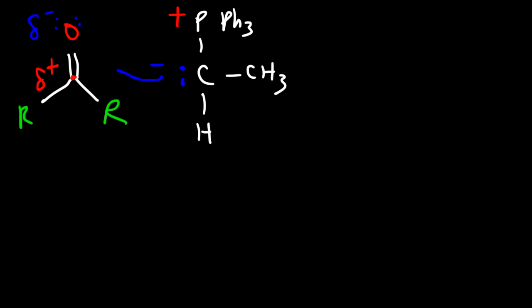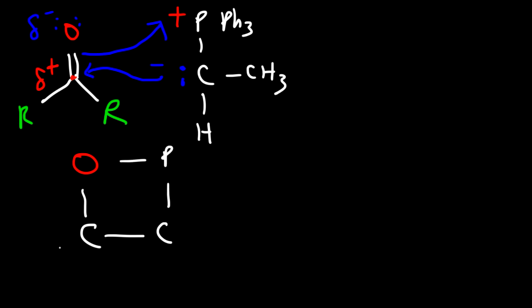So the nucleophilic carbon will attack the carbonyl carbon, causing the pi bond to break, and those pi electrons will be used to connect the oxygen and the phosphorus together. And so you're going to get this four-membered ring that looks like this. So I'm going to draw this carbon atom. So we have a carbon and another carbon, and a single bond between a carbon and the oxygen. And now the oxygen is attached to the phosphorus group.